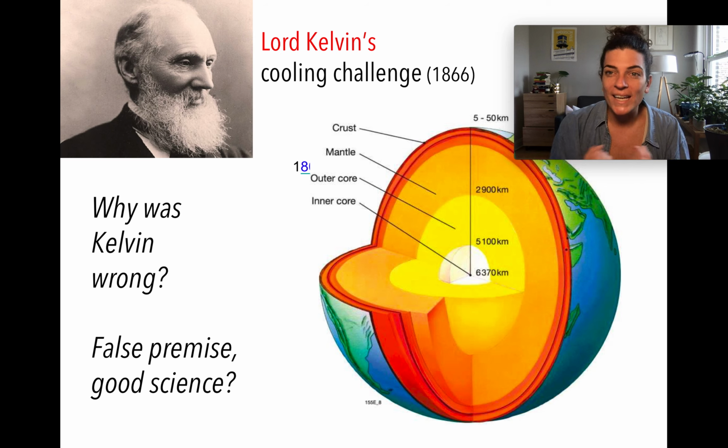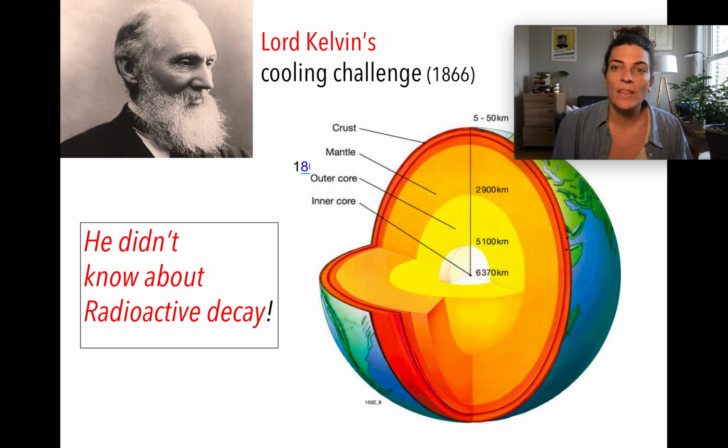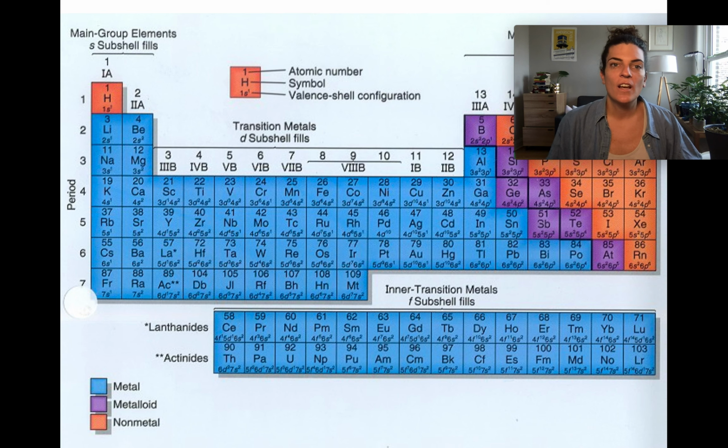If you start with a bad assumption, you're going to get a bad conclusion, no matter how good your science is in between. So he started with a bad assumption, and he was never going to get the quote-unquote right answer, despite doing good science. We call this idea false premise, good science. And the thing that Lord Kelvin did not know about was radioactive decay, which we now know lots about and which helps us understand the actual absolute age of the Earth. So let's talk briefly about radioactive decay and radiometric dating.